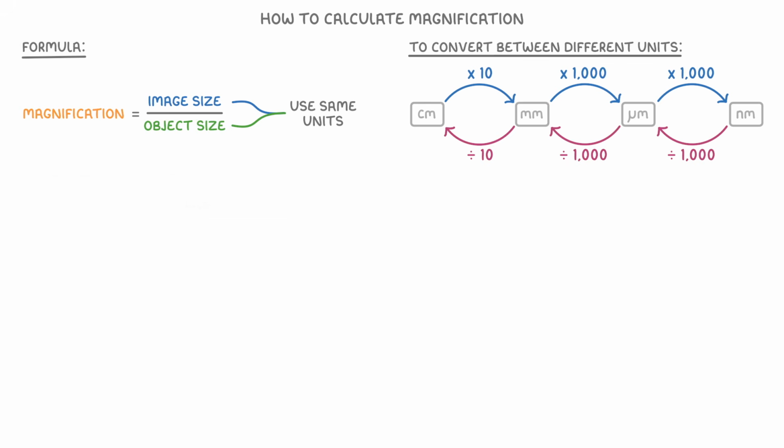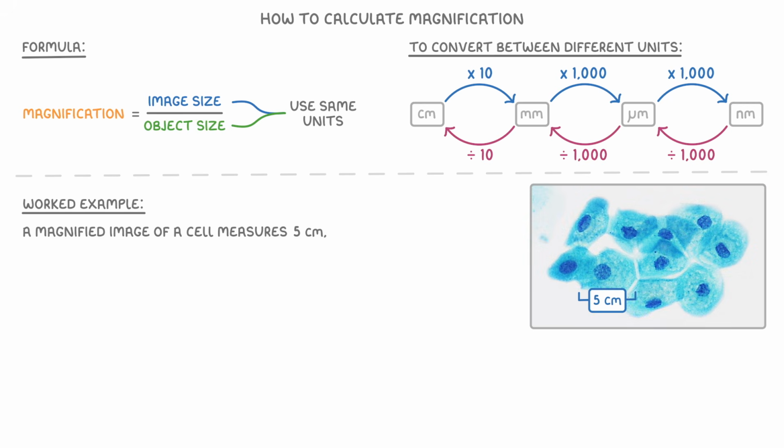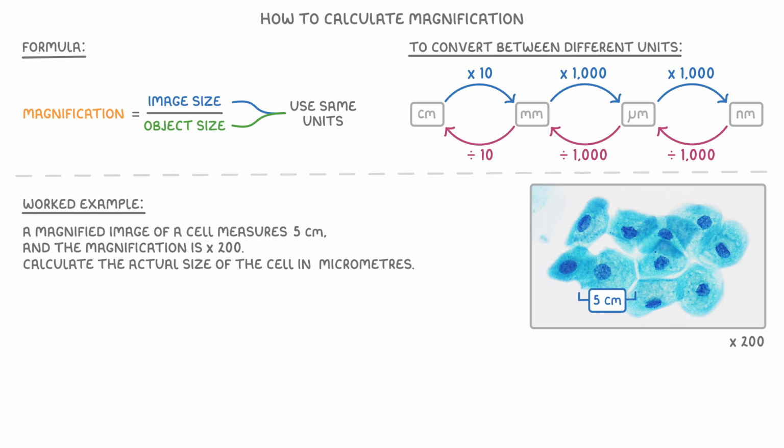So to finish off, let's try a worked example of how to calculate the object size from magnification and image size. A magnified image of a cell measures 5 centimetres, and the magnification is times 200. Calculate the actual size of the cell in micrometres. The question's asking us to find the actual size of the cell, which refers to the object size. So first, let's make sure our units are correct.